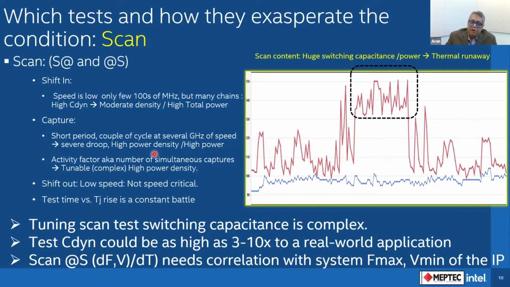So it's a high power density. And if you're not very particular about how much switching capacitance you are consuming, or the number of flops or latches you are operating, you can kill the part, or you can actually get a pseudo Vmin or pseudo Fmax, which is totally counterintuitive to the real world. The C-dyne or the test power for scan could be 3 to 10x of real world application. So you are running TDP or any of the benchmarks, but your scan test could be consuming something like 8x or 9x unless you are very particular about how many flops you are capturing, okay?